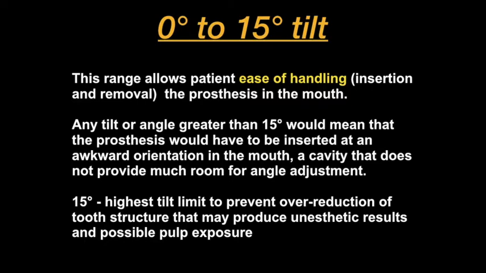Any tilt or angle greater than 15 degrees means that the prosthesis needs to be inserted at an awkward orientation in the mouth. And this probably will not prevent over-reduction of the tooth structures and also will produce an unaesthetic result and possibly pulp exposure.